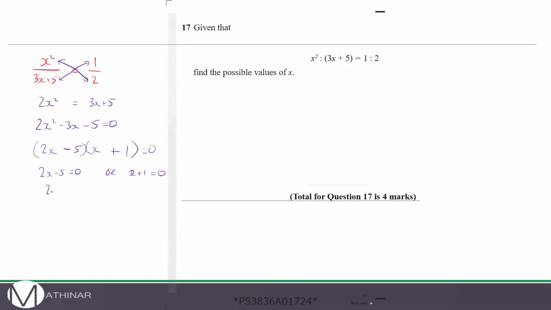So 2x equals 5 and x equals 5 over 2. And on this side, take the 1 across, x equals 0 take away 1, minus 1. So your possible values of x are x equals minus 1 or x equals 5 over 2.